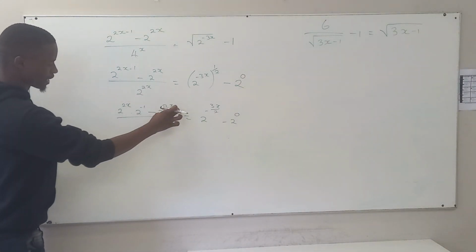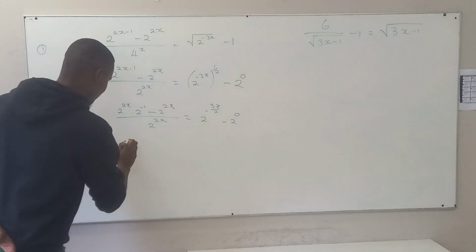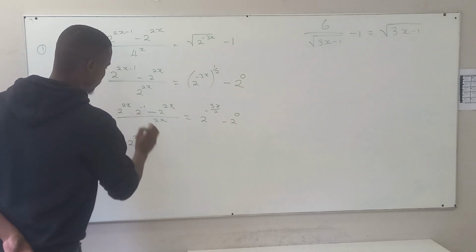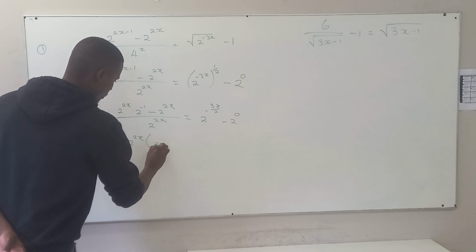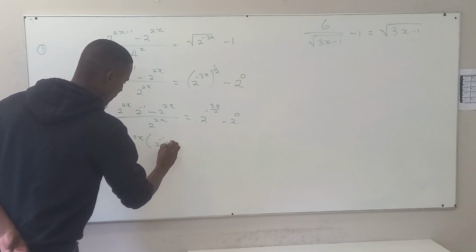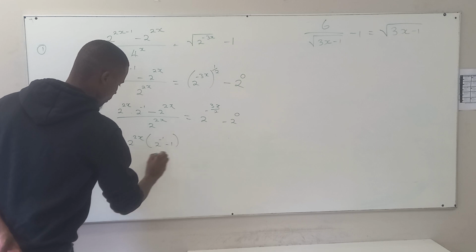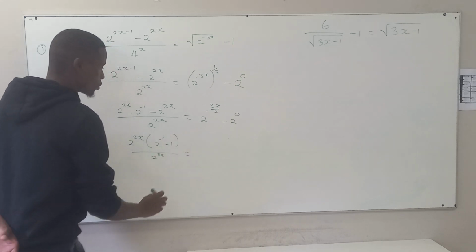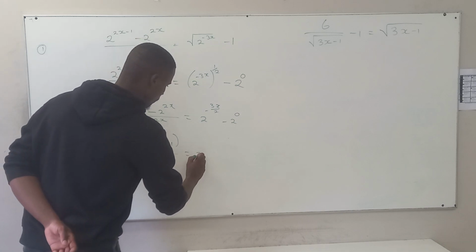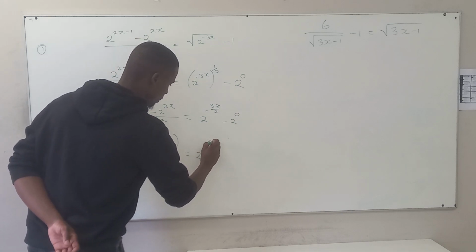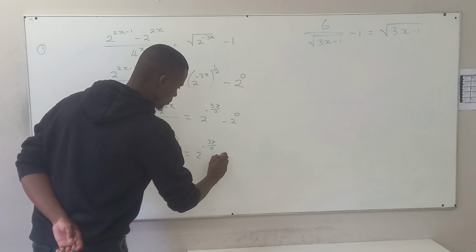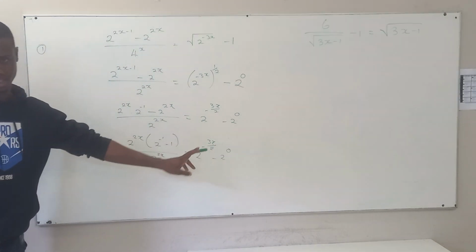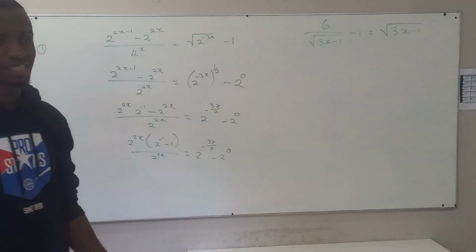Then this is our common factor, right? Yes. So it means it will be outside, 2 to the power 2x. Then in bracket is 2 to the power negative 1 minus 1, divided by 2 to the power 2x, equal to 2 to the power negative 3x divided by 2 minus 2 to the power negative. Is this something that you can do with this? Next.